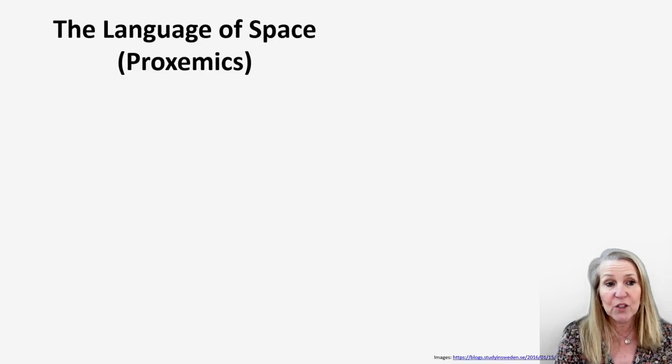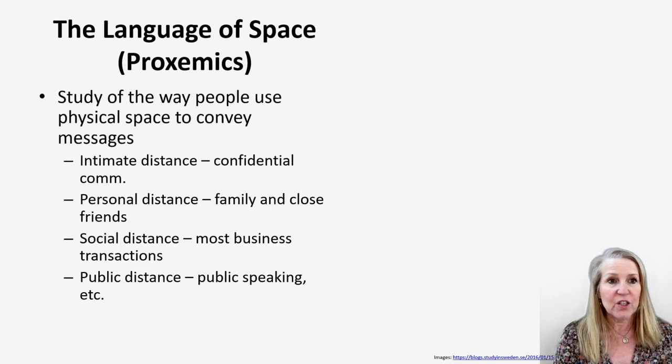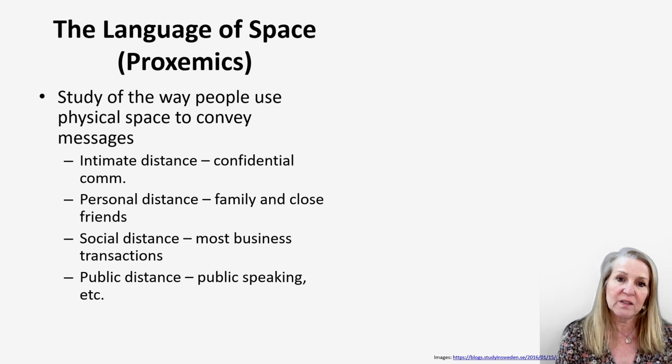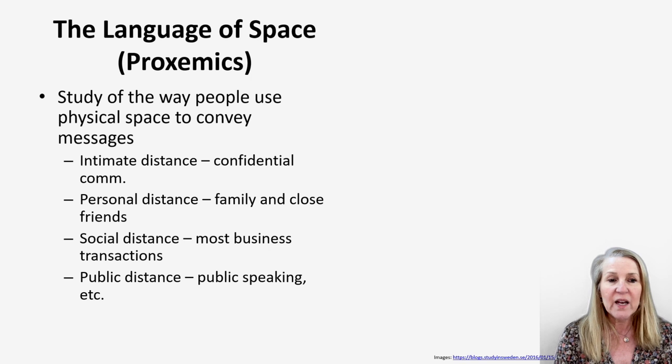Proxemics, or haptics and zones: how people use space to convey messages. Generally, there are four different distances depending on the closeness of a relationship between people. There would be intimate distance for confidential communication, more personal distance for family and close friends. Then business transactions usually happen at what's considered a social distance. And that last, furthest level is considered a public distance, for public speaking and presentation.